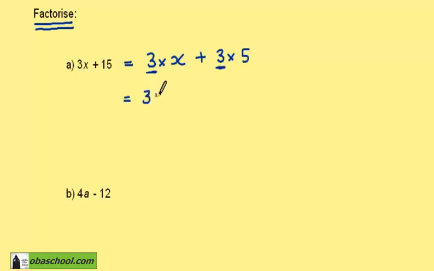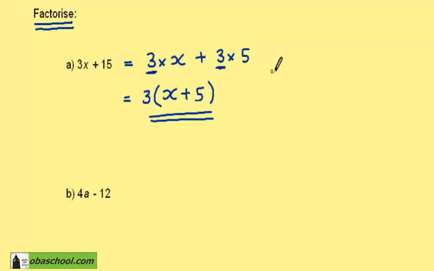We write the 3 down and then we open a bracket. What we have left after removing the 3 here is an x. We then have the plus sign, and what we have left here after removing the 3 is the 5. We then close the bracket. So 3 open bracket x plus 5 close bracket is the factorized form of 3x plus 15.